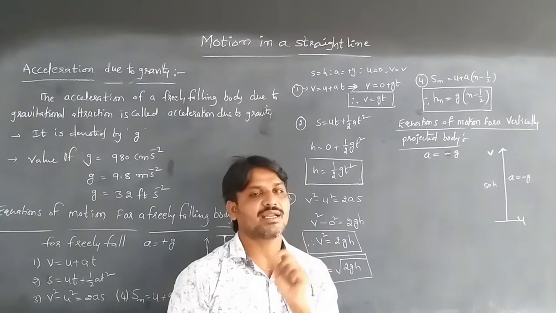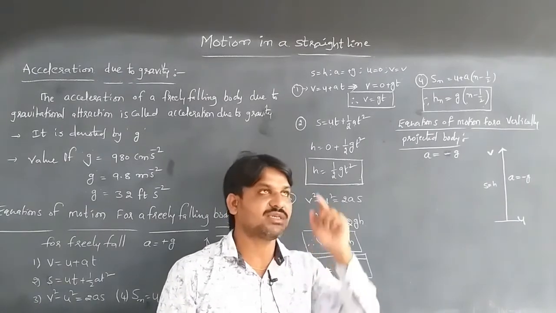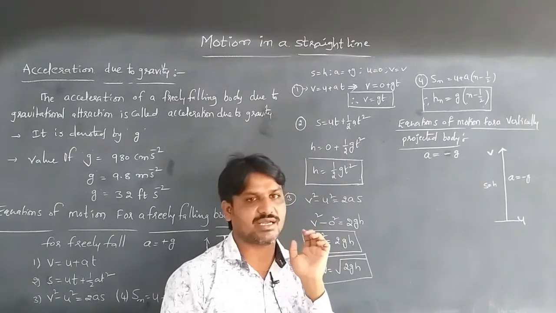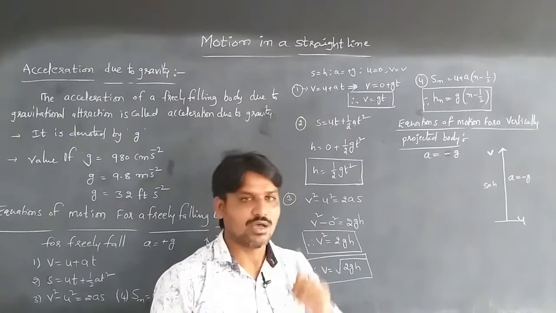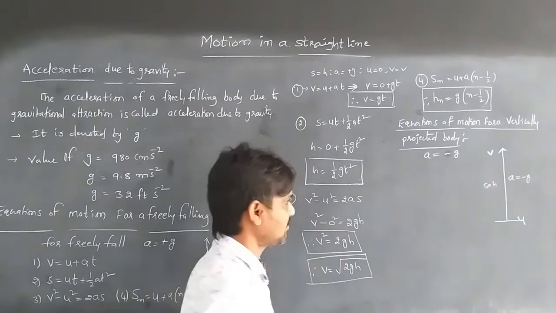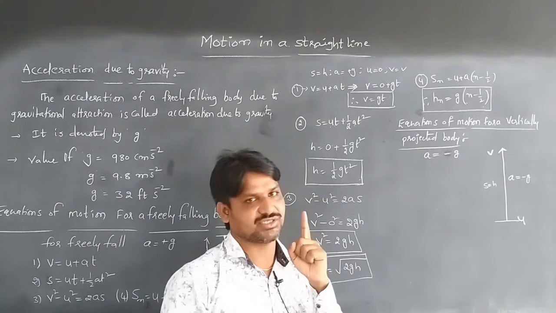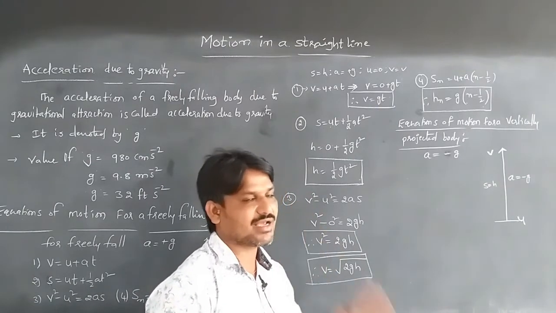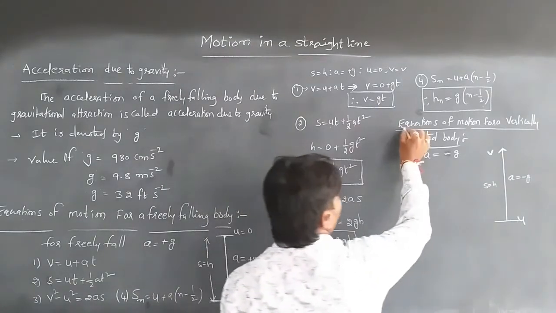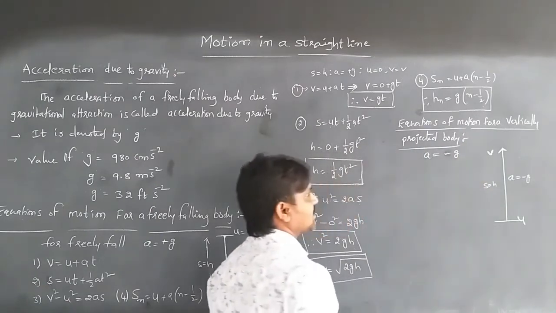It is not making an angle, either moving vertically upwards or downwards. Along the straight line, it has to move along the x axis or along the y axis. It has to move in a single direction along the straight line. Whenever they are moving in a straight line, then only equations of motion can be written.